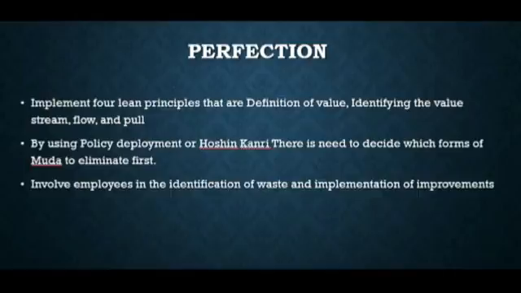The final step is to bring perfection into clear view so the objective for the improvement is visible and real to the whole enterprise. There are two lean techniques to implement this lean principle of perfection. The first one is to implement the 4 lean principles that are definition of value, identifying the value stream, flow, and pull. And the second one is by using policy deployment or Hoshin Kanri, there is a need to decide which forms of muda to eliminate first.